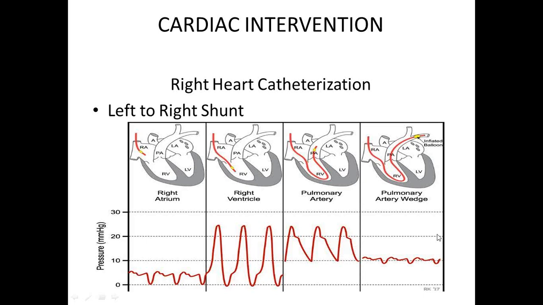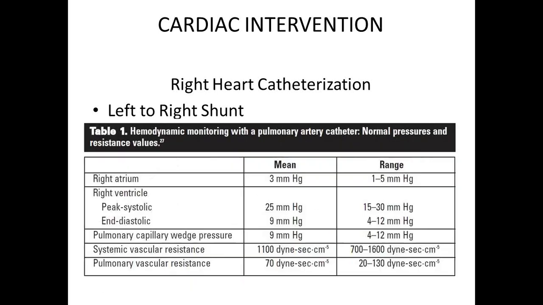The pressure in your left atrium or your wedge pressure is going to be higher than the right atrial pressure, but you'll have the same waveforms. You're going to have your A wave, your X descent, your V wave, and your Y descent. Okay, the pressure is going to be higher. So you have to know the normal pressures, because if the pressures are elevated, you need to know that the pressures are elevated.